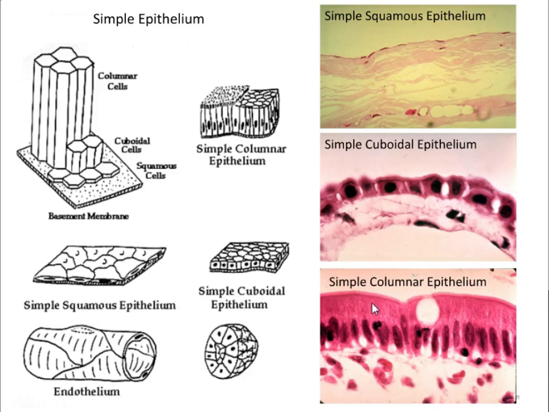This is a simple columnar epithelium. Now, simple means they are in a single row. They are not overlapping, so it is simple. Columnar because they are in a column fashion. Here one thing you will notice is that all these nuclei are at the base. They are located at the base and the upper portion is filled with cytoplasm. So this is called simple columnar epithelial tissue.